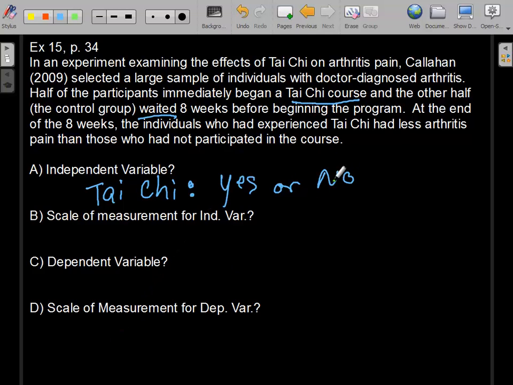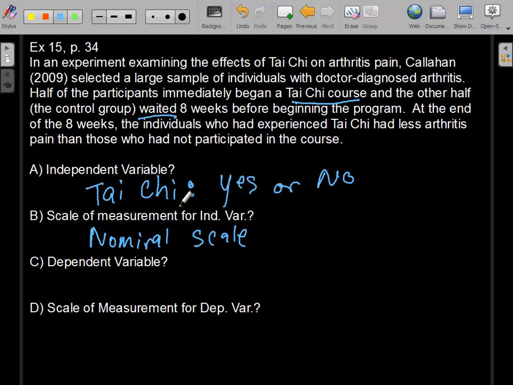And since this is yes or no, what would be the scale of measurement for the independent variable? In other words, are there infinitely many choices for yes? Well, no, that's a discrete variable. There's only 2 cases, yes or no. And since it's not an ordering, we would say that this is a nominal scale. Right? So it's just a name. Yes indicating that they were in the group, or no indicating that they were not in the Tai Chi course. Now, what was the response?